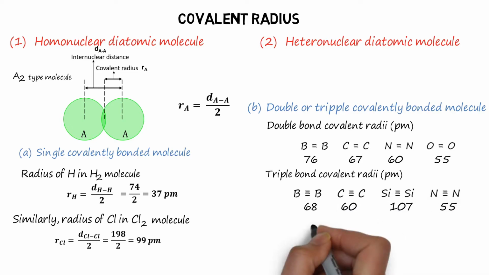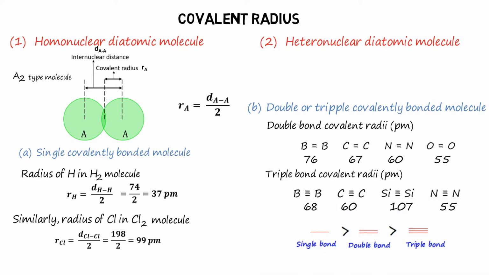If we compare the single bond, double bond and triple bond covalent radii between two atoms, we observe that single bond covalent radii is greater than double bond covalent radii, which is greater than triple bond covalent radii. This makes sense, as with the multiplicity of bond, the internuclear distance between two atoms gets decreased, and hence the radii.